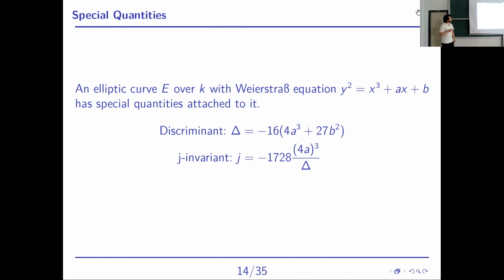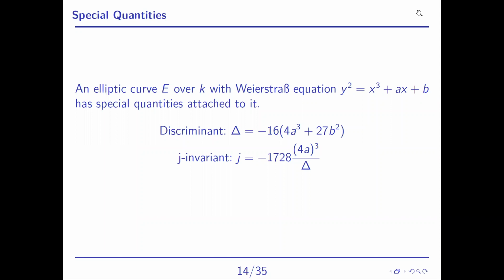Again, very important, two special quantities are attached to an elliptic curve in this Weierstrass equation form. They are called the discriminant and the j-invariant, and they are defined as so. You can verify that the non-singularity of the elliptic curve is given by whether the discriminant vanishes or not. And the j-invariant is called so, it's an invariant, because it turns out that isomorphic elliptic curves have the same j-invariant. Isomorphism in this context means rational maps between elliptic curves.